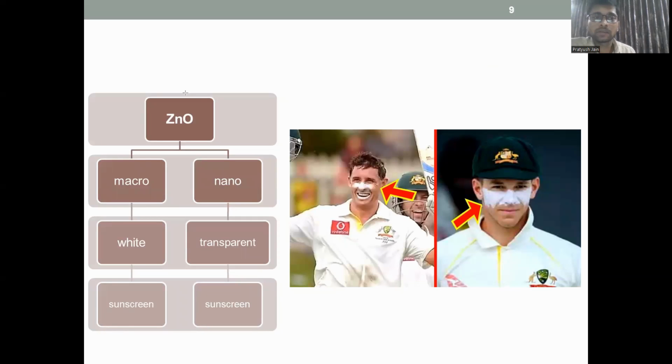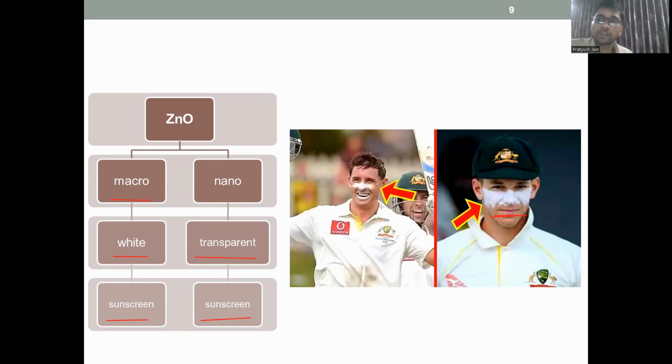Another example is zinc oxide. At macro scale, zinc oxide is white in color, whereas at nanoscale, zinc oxide is transparent. Both are used in sunscreen. You might have seen some cricketers while batting or while fielding, they have some white patches on their skin, on their noses, on their lips. That is because of zinc oxide. That is because of the kind of sunscreen that they use. So these white patches are because of sunscreen.